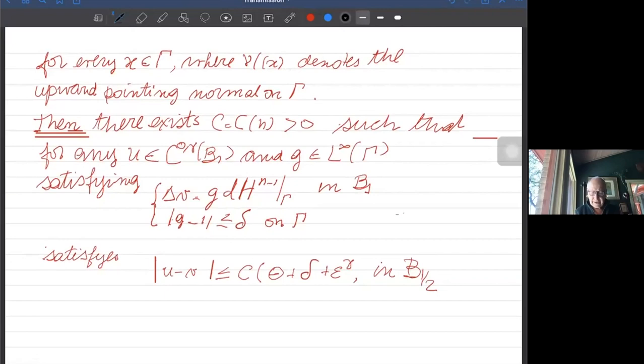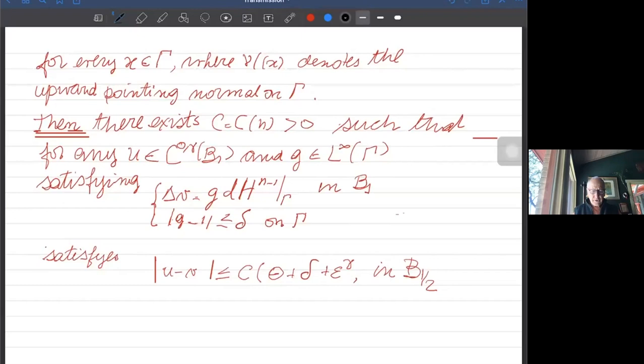And then they say in that case, there is a constant such that for any u belonging to the ball of radius delta around gamma, belonging to L infinity, it satisfies that the Laplacian of the regularized function V is equal to g, with differential of h dn minus one, and g minus one is small. So basically V has uniform convergence to the boundary data, so you have u minus v is smaller or equal than this small quantity.